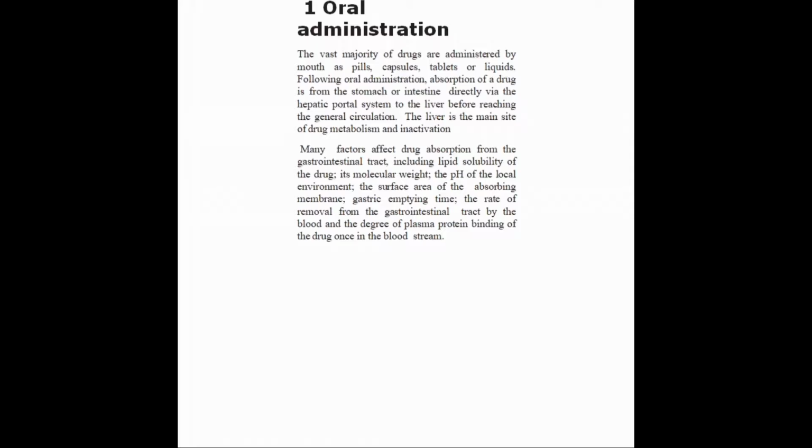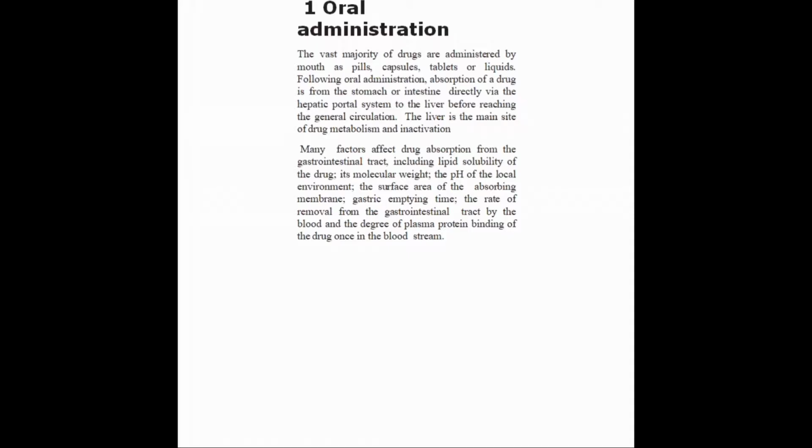Now, when the drug gets to the liver, sometimes the liver breaks down the drug, because the liver is the engine in your body that breaks down things. So the liver is the main site of drug metabolism and inactivation. It breaks down drugs, it breaks down alcohol, anything chemical is broken down in the liver, and also it's inactivated in that system.